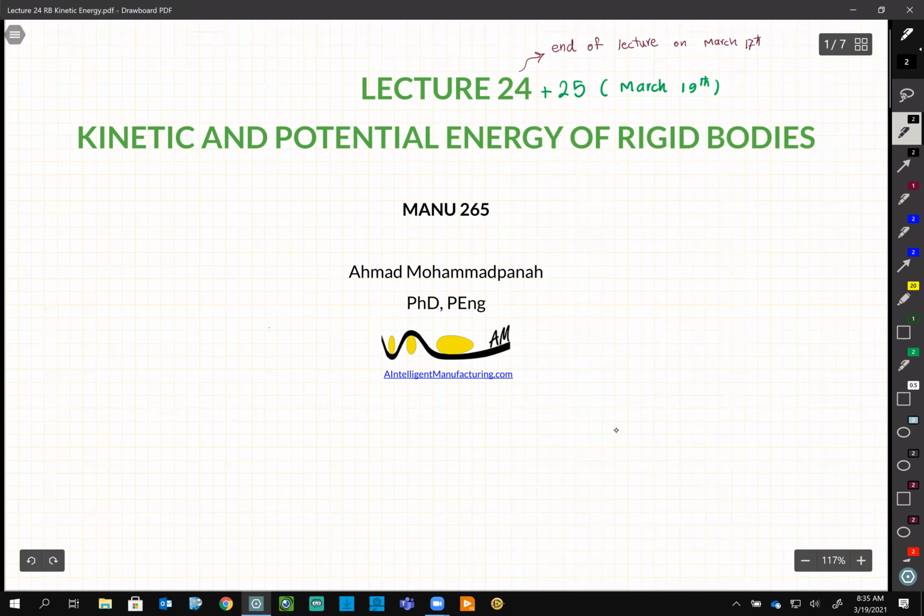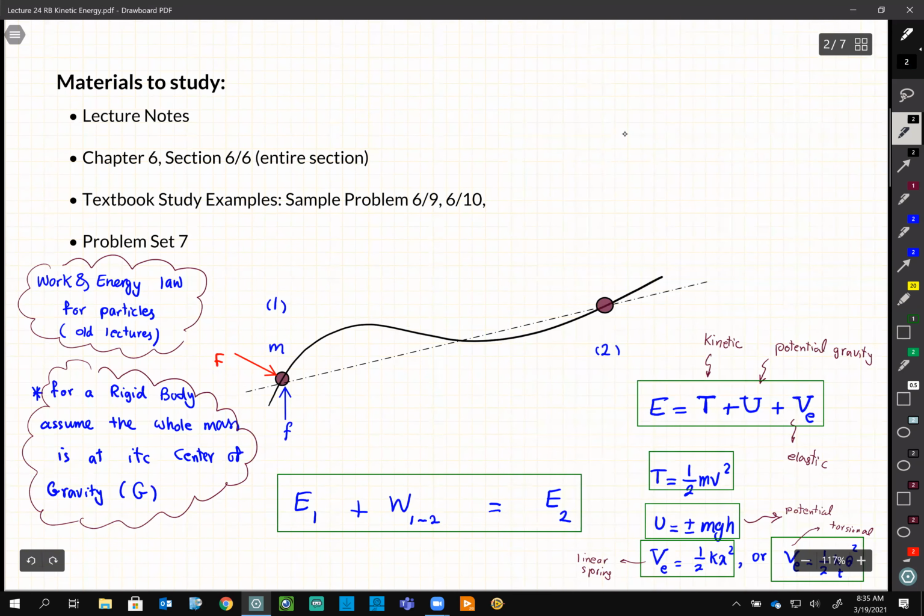Okay, so let's get back to our lecture 24, which was the last lecture, and which we now continue as lecture 25 today. It was a topic on energy. To refresh your mind, we rely on this big formula here, which is the law of conservation of work and energy. It says whatever energy you have at point 1, you do some work on it and you get to point 2, this relation should hold.